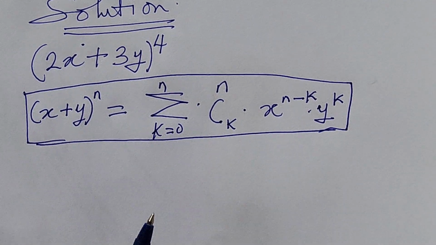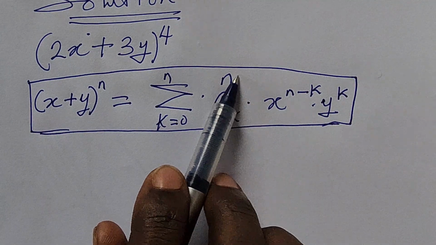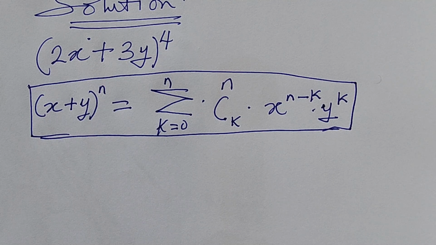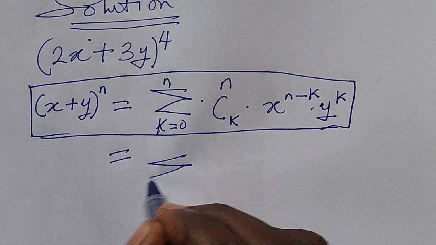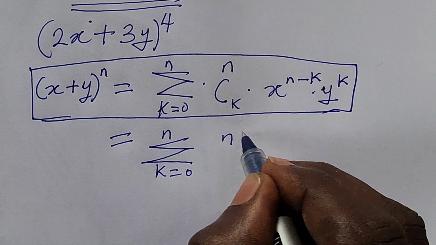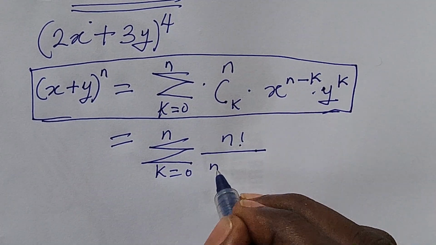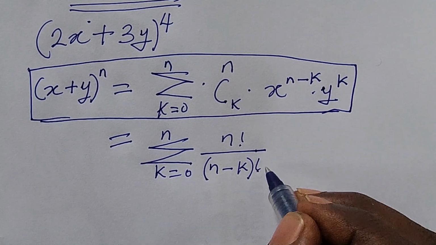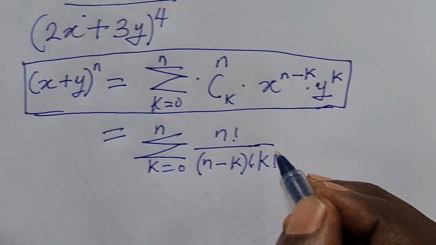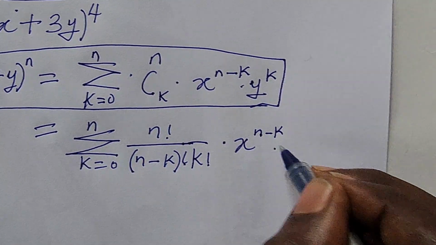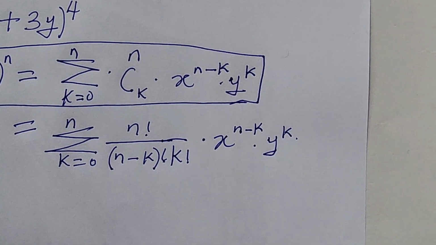Okay, so if this is the binomial theorem, what happens? This constant here, we can rewrite it in factorial form. So this expression could also be written as the summation, as k goes from 0 to n, of n factorial over (n minus k) factorial times k factorial, then times x to the power of n minus k, then times y to the power of k.